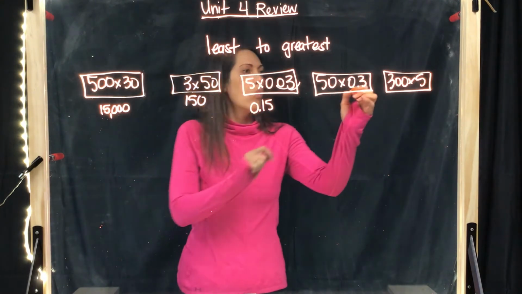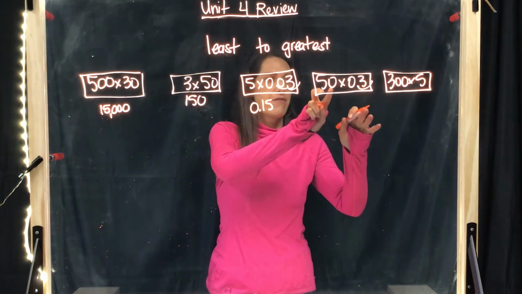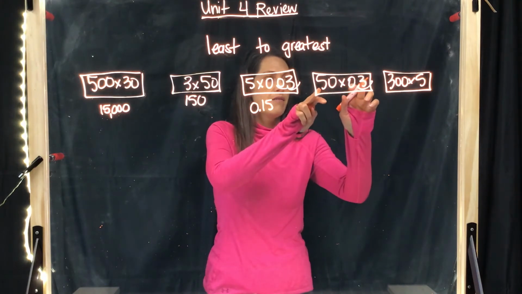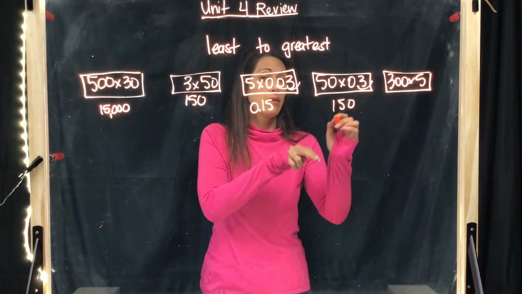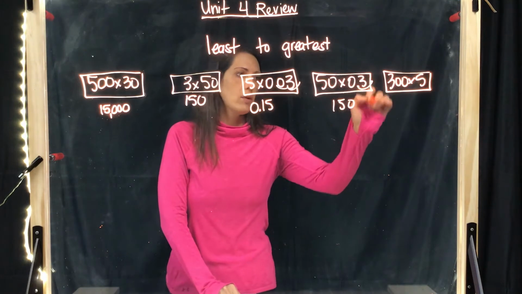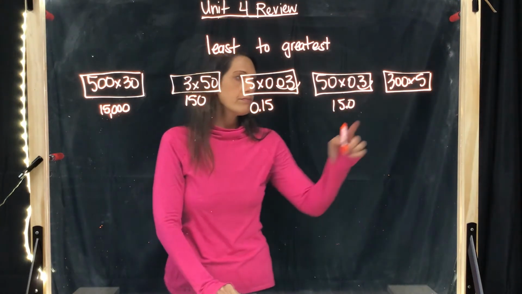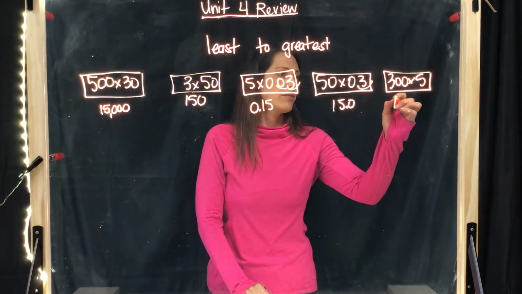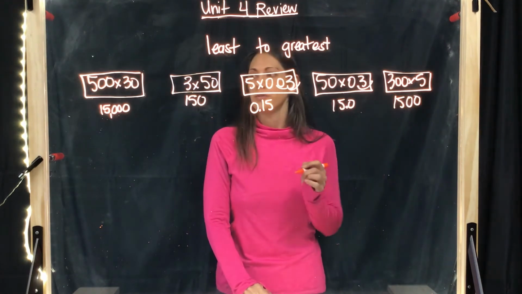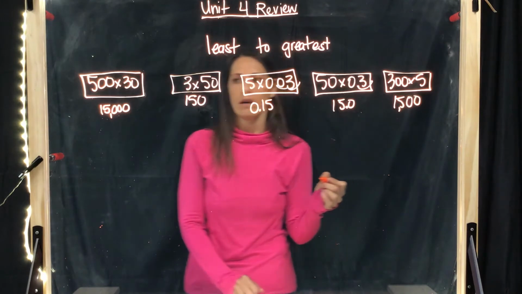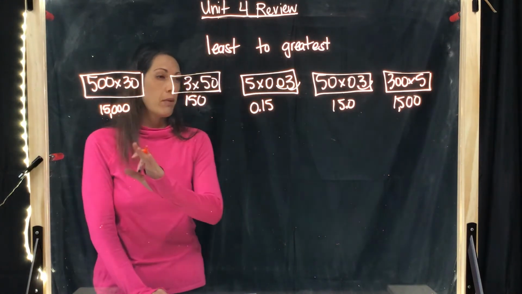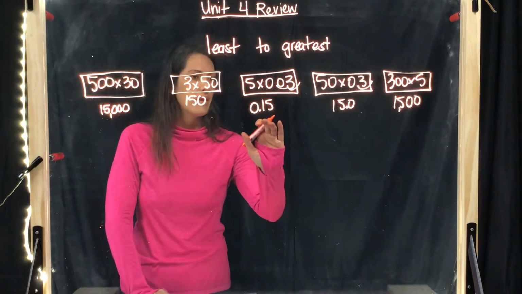This one again, 1 decimal place to take it out. Now I have 50 times 3. 5 times 3 is 15. Add a 0. 1 decimal out, so 1 to come back in. Looks like that answer is just 15. And this one, 5 times 3, which is 15, and I'm going to add 2 zeros to that. So when I look at this, the smallest number I have is this one.